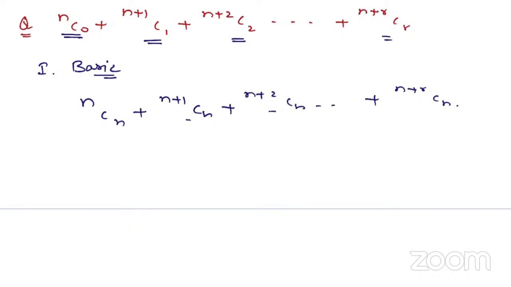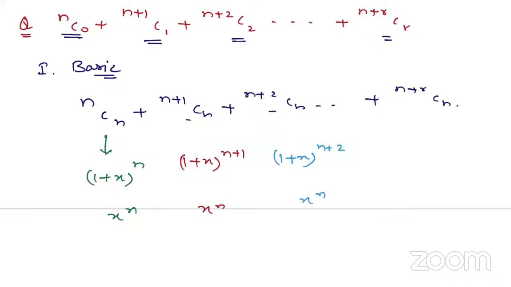Now, in this expansion, you can see this. The first is the coefficient of x to the power n in the expansion of (1+x)^n. The second is the coefficient of x to the power n in the expansion of (1+x)^(n+1). The third is in the expansion of (1+x)^(n+2), coefficient of x to the power n. Fourth one, and so on up to the last one, which is (1+x)^(n+r), coefficient of x to the power n, right?